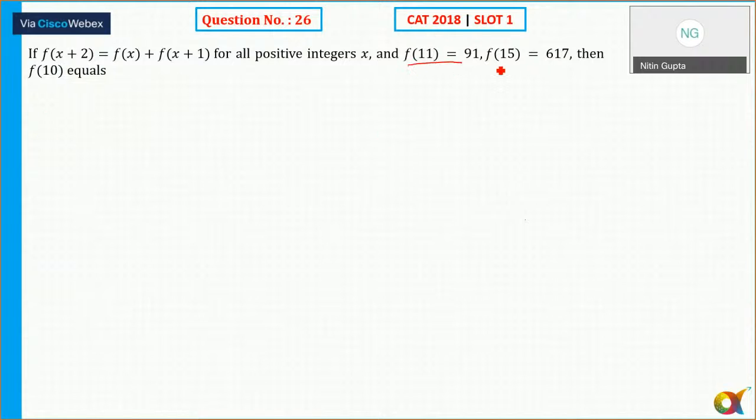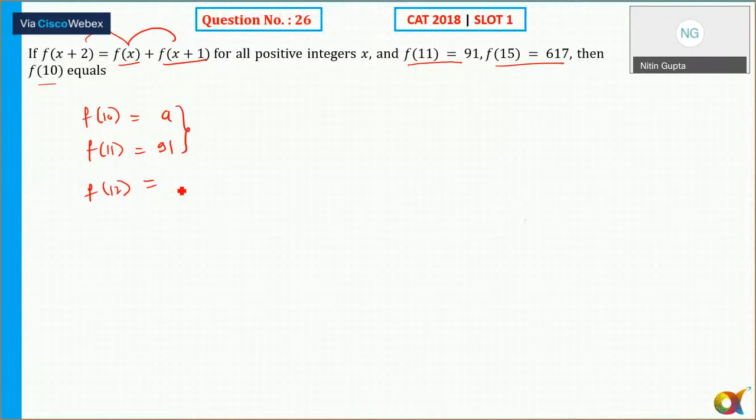F11 is given, F15 is given, F10 is 9. And each and every term is a sum of previous two terms, yes or no? F of x plus F of x plus 1. So let's say F10 is equal to a. F11 is equal to 91. So what is F12? F12 is equal to the sum of previous two terms, that is 91 plus a. So what is F13?